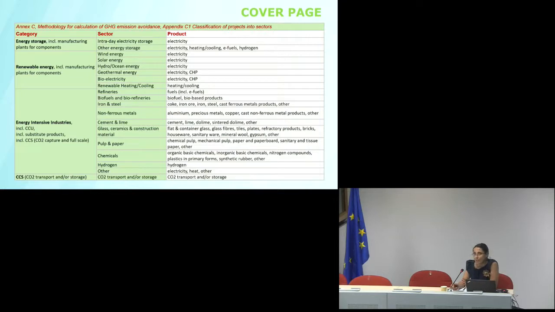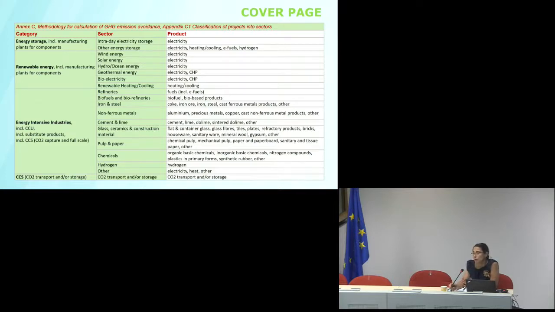So, for example, the categories are quite straightforward, and they come from the EU ETS directive text directly, and these are energy storage, renewable energy, energy-intensive industries, and CCS. There are some specificities here. For example, CCU projects will always fall under energy-intensive industries, whereas CCS, if it is split into CO2 capture and transport and storage part chain projects, the capture parts will have to be entered in the sectors of the energy-intensive industries, whereas if it is only transport and/or storage project, it has to be in the category of CCS and respectively the sector CO2 transport and storage.